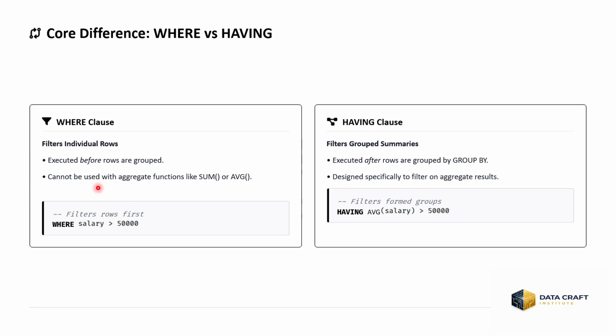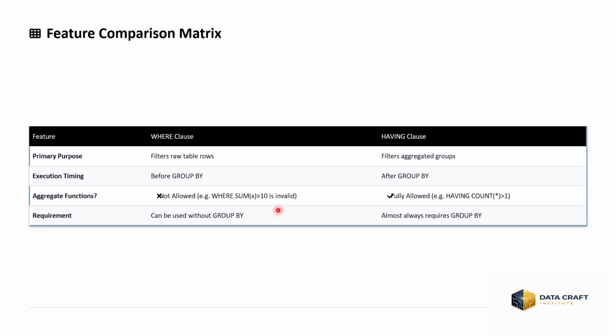And where clause cannot be used with aggregate functions, because generally aggregate functions are used on groups or on the total data. You can only use where on single row functions like salary greater than 5,000, but not aggregate functions. But having is specifically designed for aggregate functions only. So where filters raw table rows, and having filters aggregated groups.